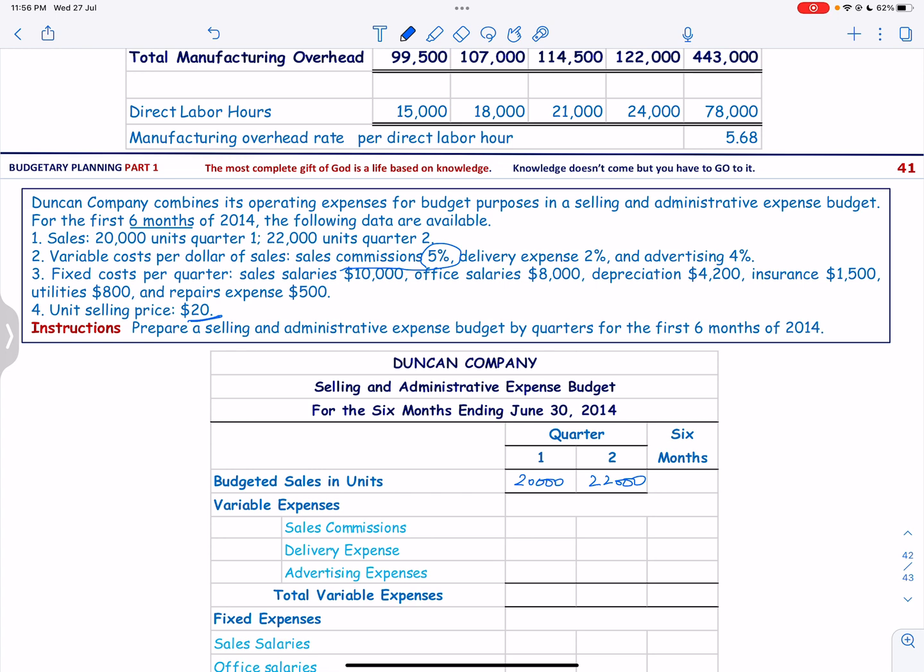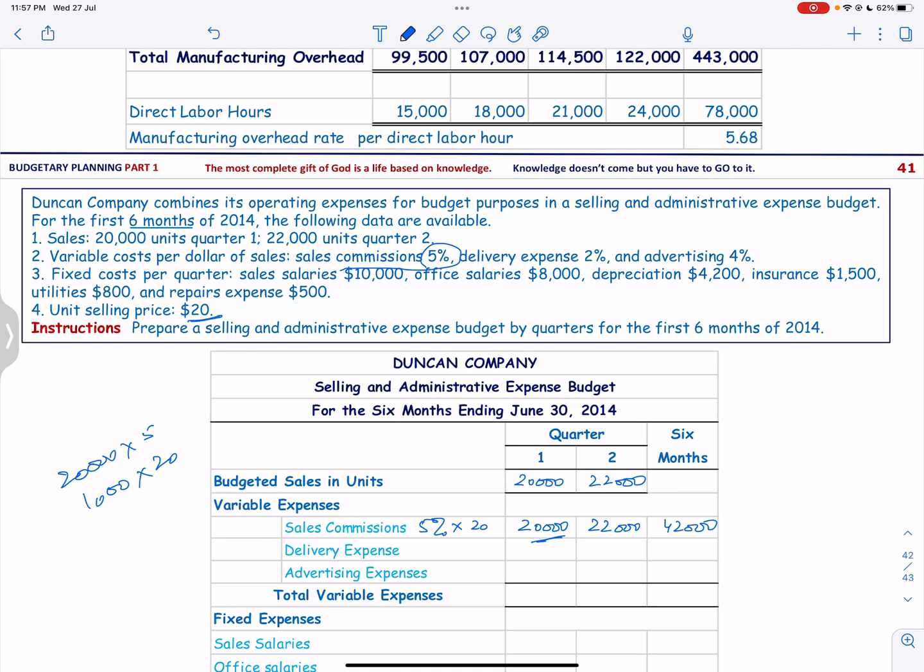So the variable cost for the sales commission will be, for the first quarter, 20,000 units, and the sales commission is 5%, and the unit selling price is 20. So 5% of 20,000 times 20, the selling price per unit, that will give us 20,000, and this will be 22,000, that is 42,000. That's how we get this 20,000.